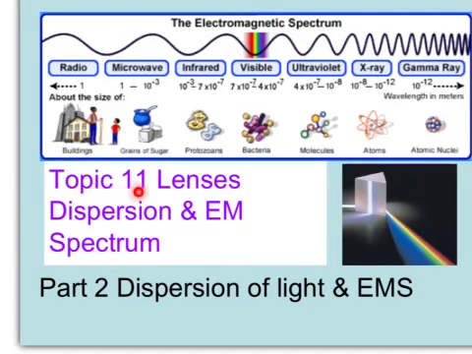Topic 11, Part 2: Dispersion of light, or of white light, and the electromagnetic spectrum. This is a continuous electromagnetic spectrum, of which visible light is only a small part. It goes from the long wavelengths of radio waves to the very short wavelengths of gamma rays.